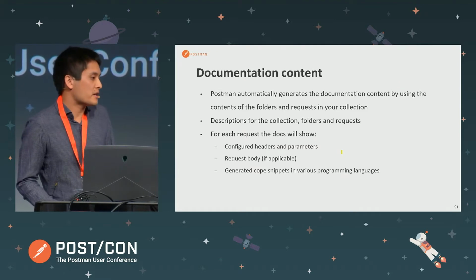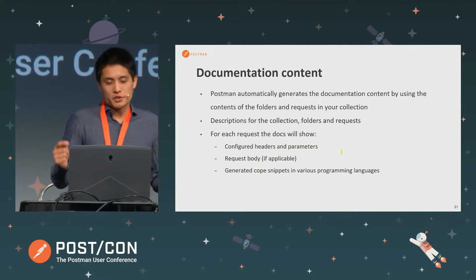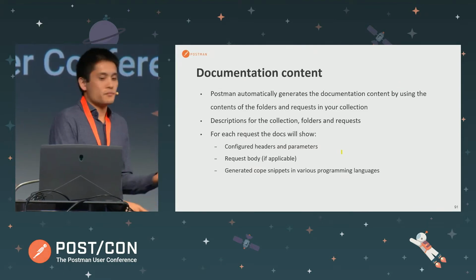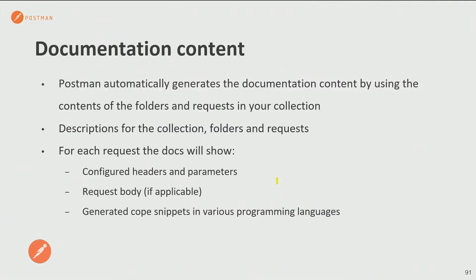Now, the content that is generated will include the descriptions of your collection, your folders, and your requests. And for each request in the collection, the content will show you the configured headers and parameters, the configured request body, if applicable, and you have the option of generating and looking at various code snippets in different programming languages. But you can select that on the documentation page.